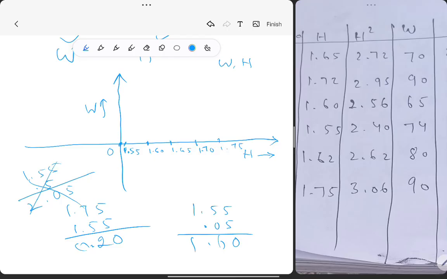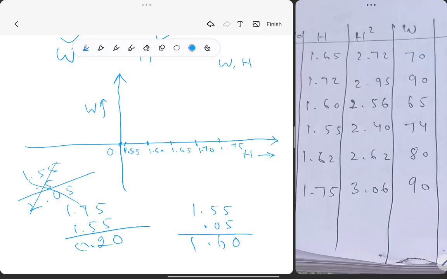What about these? Similarly, what about weight? The least weight is 65. Okay, it is 65. Highest weight is 90. 90 minus 65. That gives us 25. So 25 steps I have to actually show along this graph.